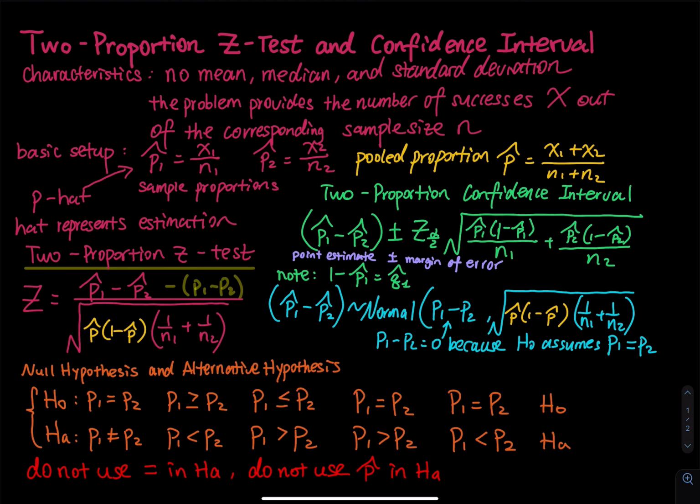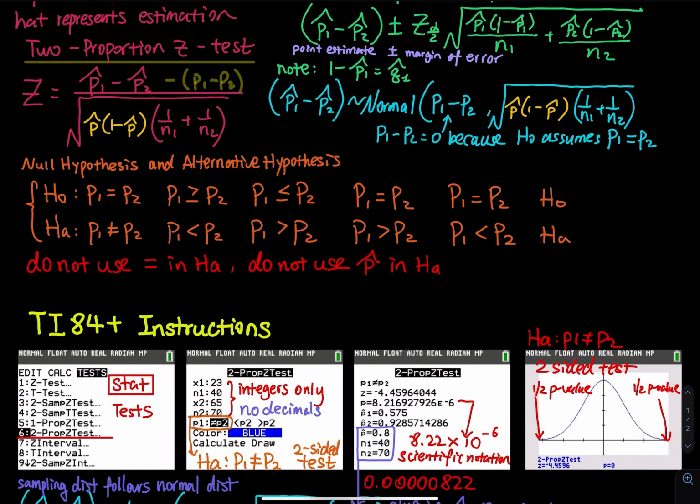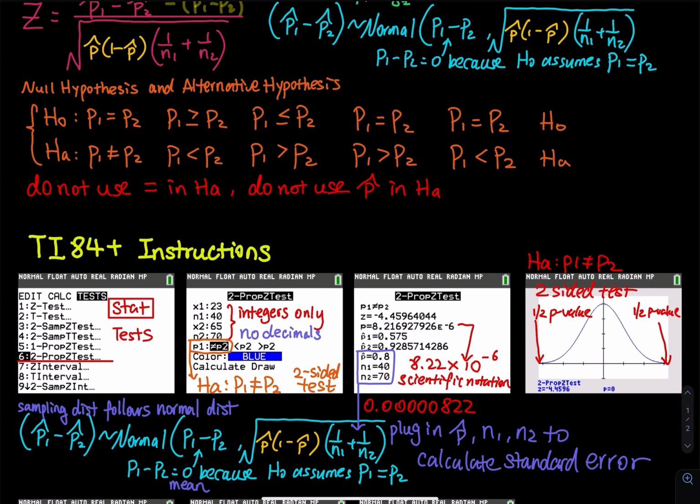Let's talk about the calculator. The first line of the screenshot is for the hypothesis test, the two proportion Z test. The correct place to go is the stat key, which is on the left-hand side of the left arrow. Hit the stat key, go to TEST, and select, in my calculator, line number 6, 2-PropZTest, the two proportion Z test.